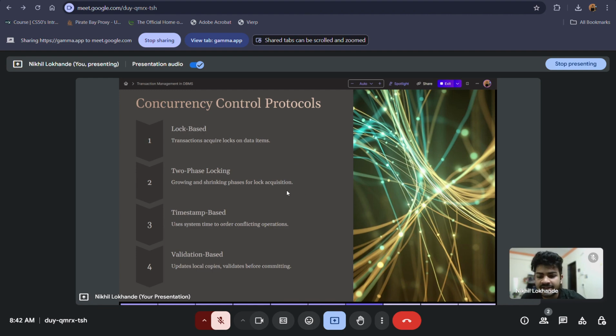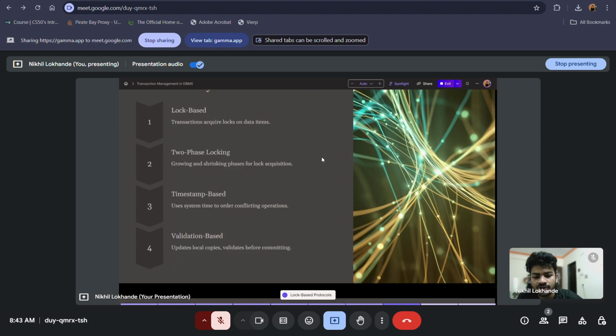Let us understand concurrency control protocols. What are concurrency control protocols? The first one is lock-based: transactions acquire locks on data items. Two-phase locking: growing and shrinking phases for lock acquisition. Timestamp based: uses system time to order conflicting operations. Validation based: updates local copies and validates before submitting. These are some concurrency control protocols.